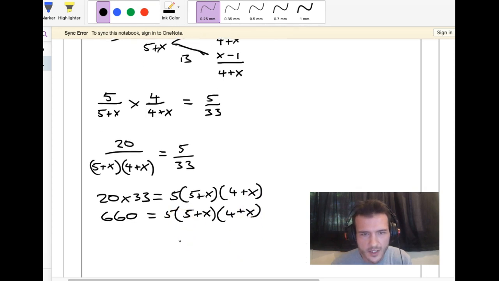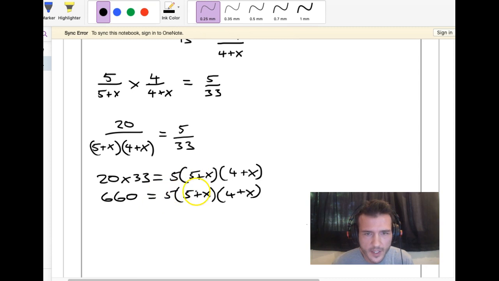Now we can just get rid of this 5 if we divide everything by 5 to cancel here, and then the 660 becomes 132. 132 equals 5 plus X times 4 plus X.